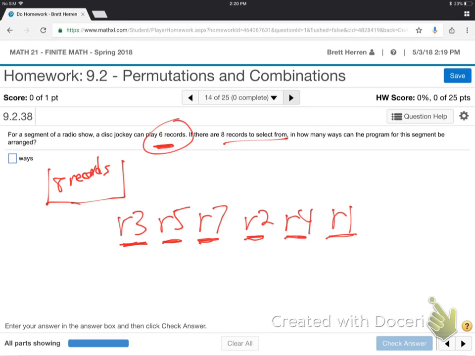Now think back. Decisions and options. See, I tried to act it out. So think back. I made 6 decisions, didn't I? For my first decision, in which I chose record number 3, how many options were there? 8. There were 8. I could have picked any of the 8 records, huh? Good. You guys are getting it?